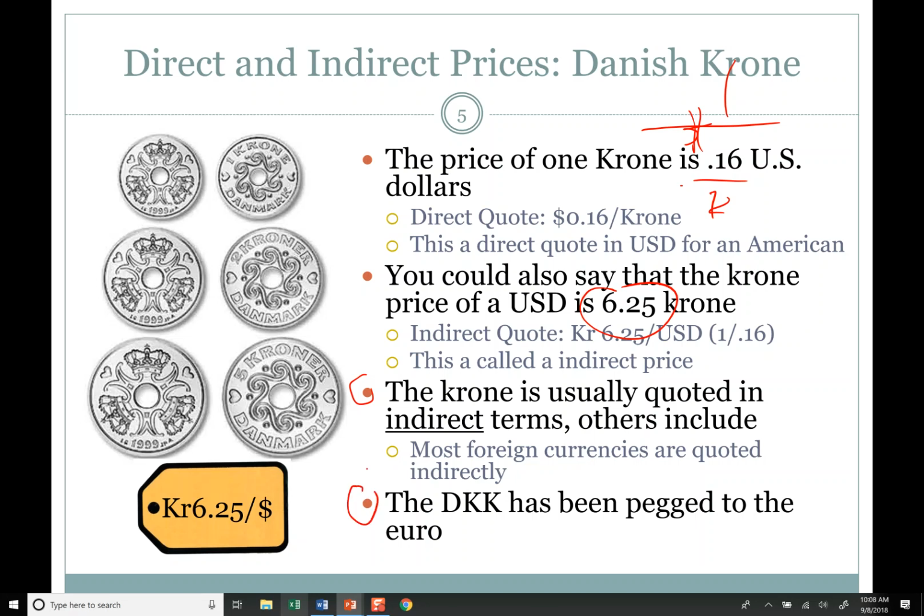The Danish crown has been historically pegged to the euro, which is their biggest trading partner. At some point when they were forming the Eurozone, they opted out of the Eurozone but decided to peg to the euro as a compromise. We'll talk more about that decision next week when we do the Greek case. So we've got the euro, that's a direct quote, free float. You've got the crown, 6.2 crowns per dollar, indirect quote. That one's pegged, this one's free float. There are just two basic quotes, direct and indirect.